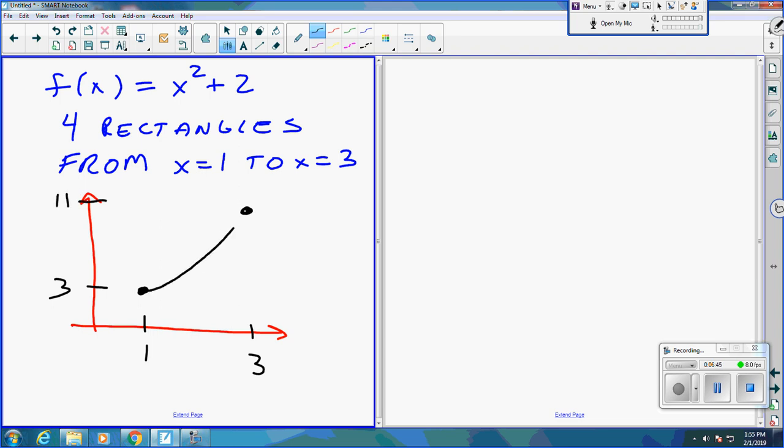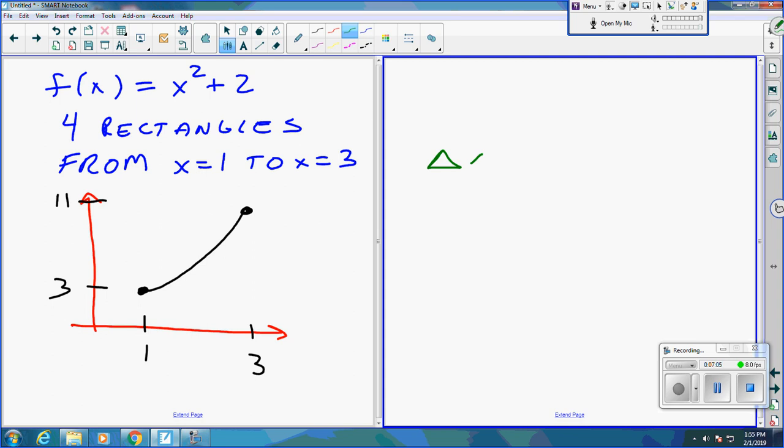And we all know the parabola is shaped like that. All right, that's the curve. I want to know the area under this curve. You guys agree? And I want 4 rectangles. So the question is, what is the width of one of the rectangles? All right, I'm going to call the width of the rectangle delta x.